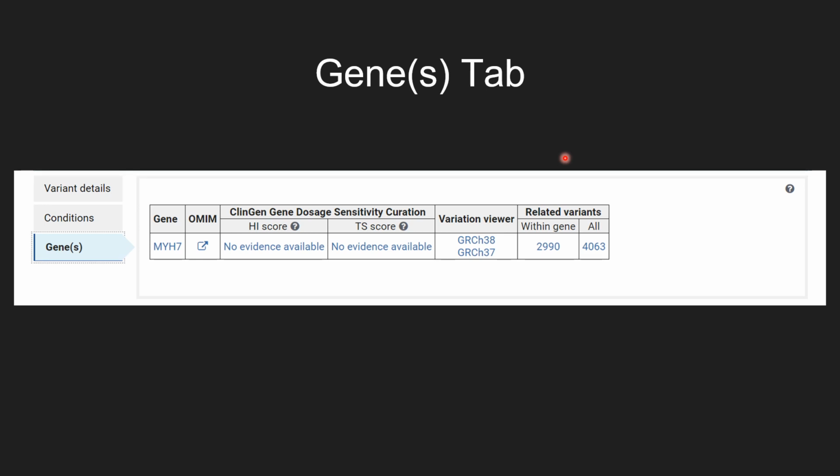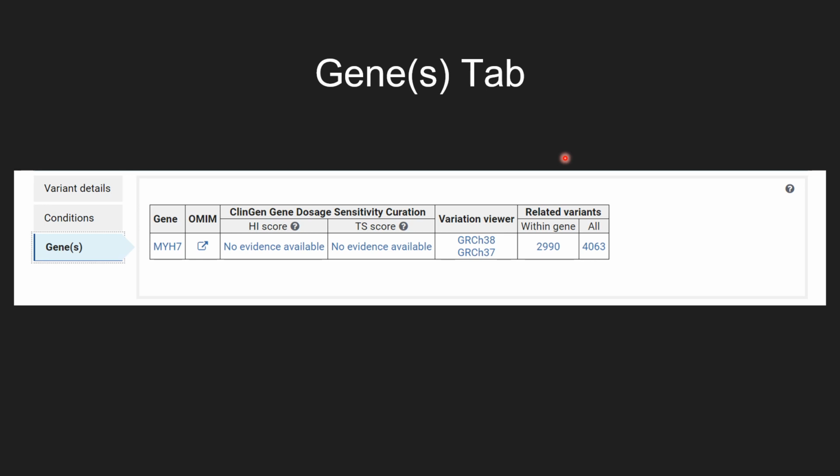The link under Within Gene shows you variants that only affect this gene, which happen to be mostly short variants. The link under All shows you any variant that affects this gene, including both short variants and copy number variants. While most variants in ClinVar are within a single gene, copy number variants can affect more than one gene.